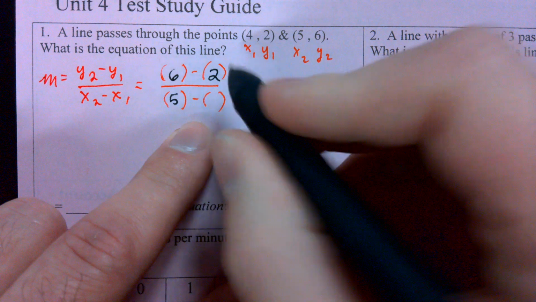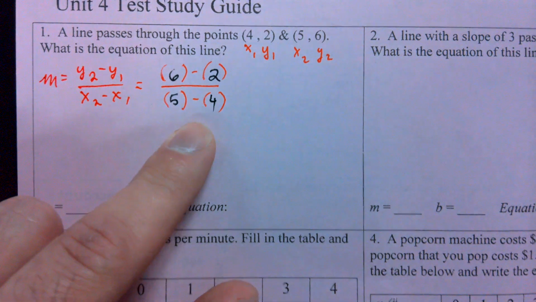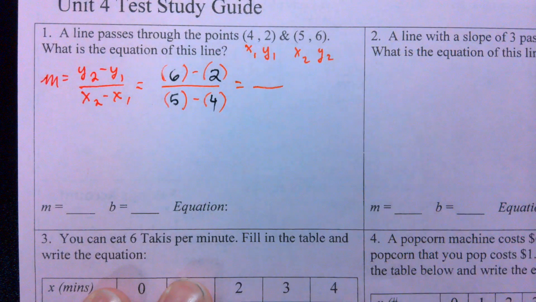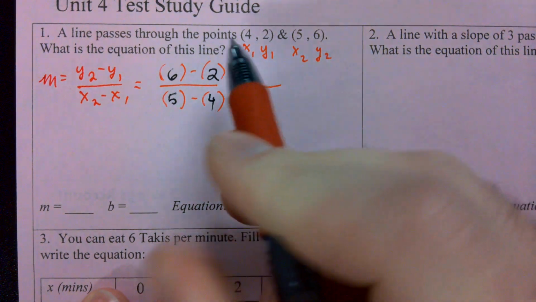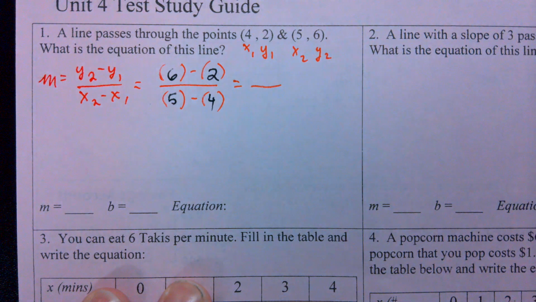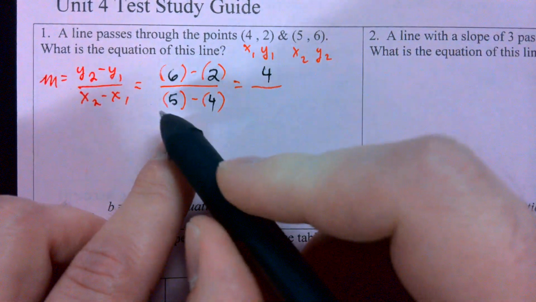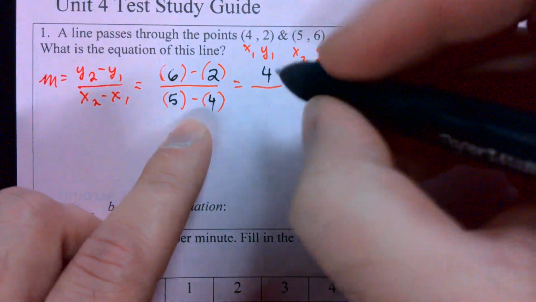Minus x1, which is 4. All right? No negative numbers to worry about. This makes our life easier. 6 minus 2 on the top gives me what? 4, thank you. What about 5 minus 4? What's that? 1, thank you.